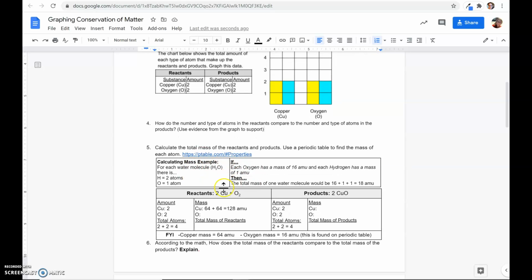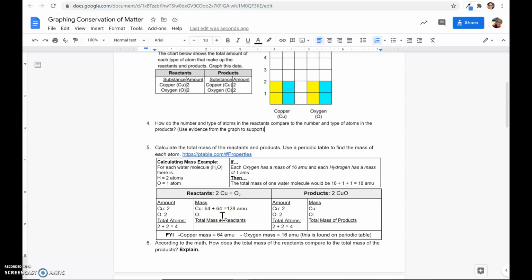Okay, if you read through this little table, it will really help you to understand how to do this. What we are doing is, first, we've already separated this table out down here into reactants and products. This side is showing us how many atoms we have in the reactants, which we already found out. We have 2 coppers, 2 oxygens. And then in the products, we also already said we have 2 coppers, 2 oxygens.